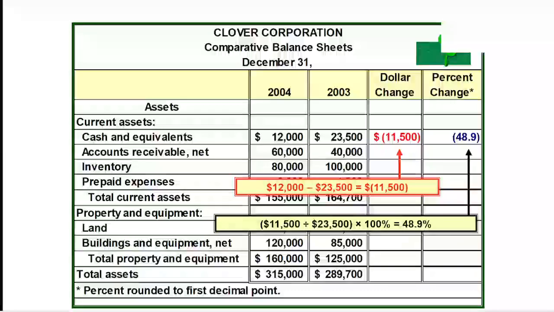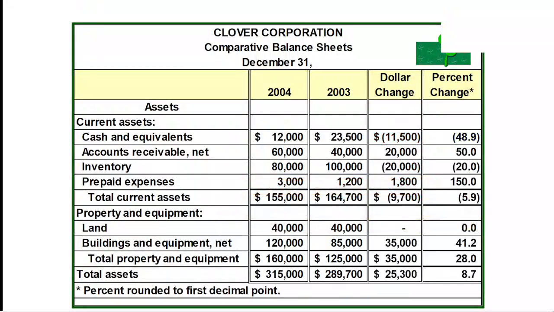Then the percentage change will be dollar change divided by the base period, which is 2003, 23,500. So 11,500 divided by 23,500 becomes 48.9%. Now that's how we will calculate the other values as well, in a similar way. So this is how we get the dollar and percentage changes.